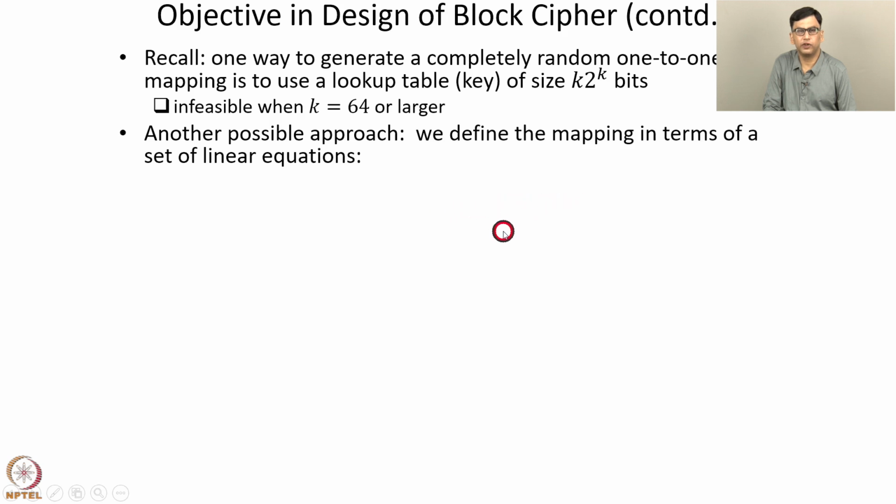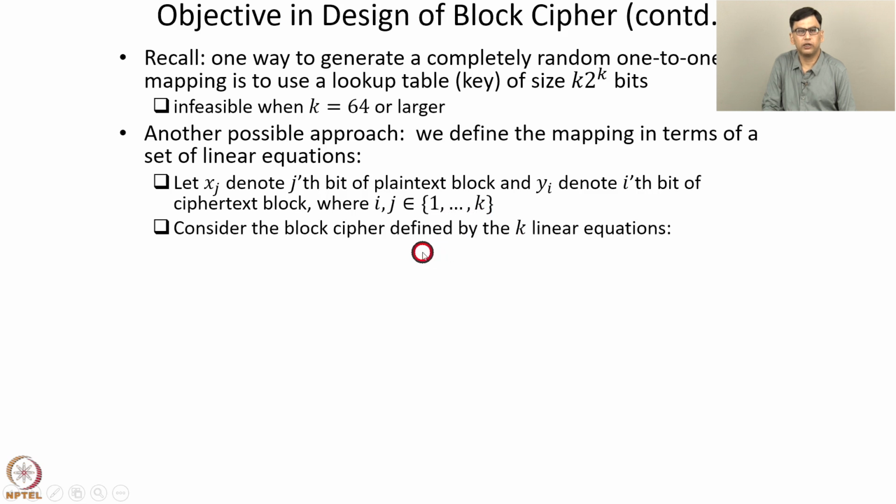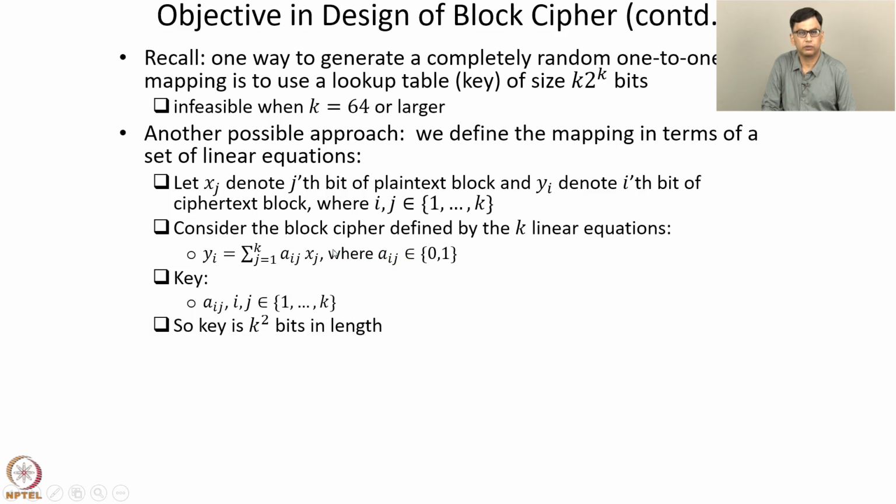We define the mapping in terms of a set of linear equations. Let xj denote the jth bit of the plaintext block and yi denote the ith bit of the ciphertext block, where i and j take values in 1 to k. Consider the block cipher defined by the following k linear equations. The ith bit of the ciphertext is obtained using this equation, yi equals summation j equals 1 to k aij xj, where aij belongs to 0 or 1. The key for this cipher is the values aij, i and j going from 1 to k. So the key is k squared bits in length.